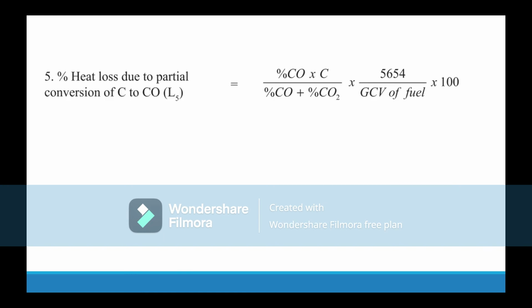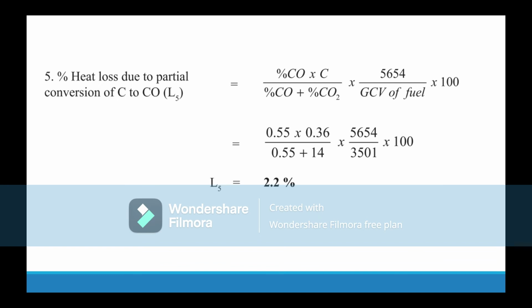Then the next loss is due to partial conversion of C to CO. Complete combustion means the carbon reacts with oxygen to produce CO2 and energy. But in some abnormal conditions, the carbon produces CO, carbon monoxide, which releases less energy compared to CO2 production. Therefore, this is another type of loss. The percentage of CO and percentage of CO2 available in the flue gas are given in the problem. By substituting the values, we get the loss equal to 2.2%.